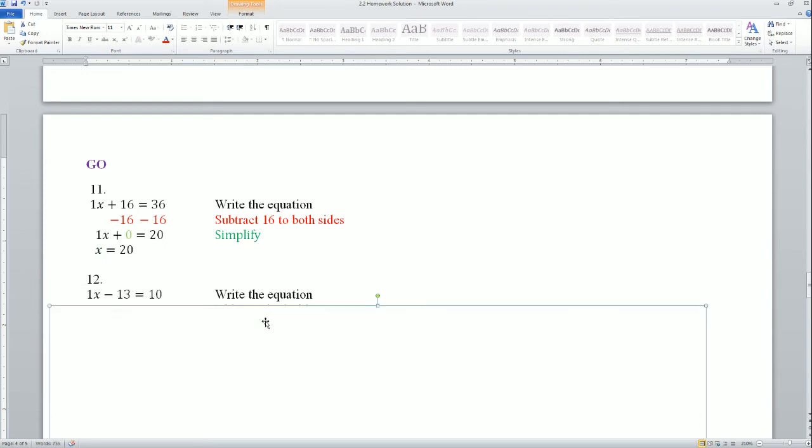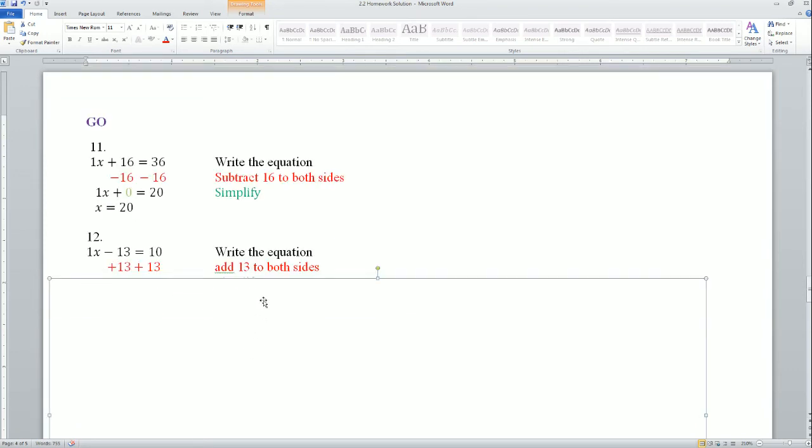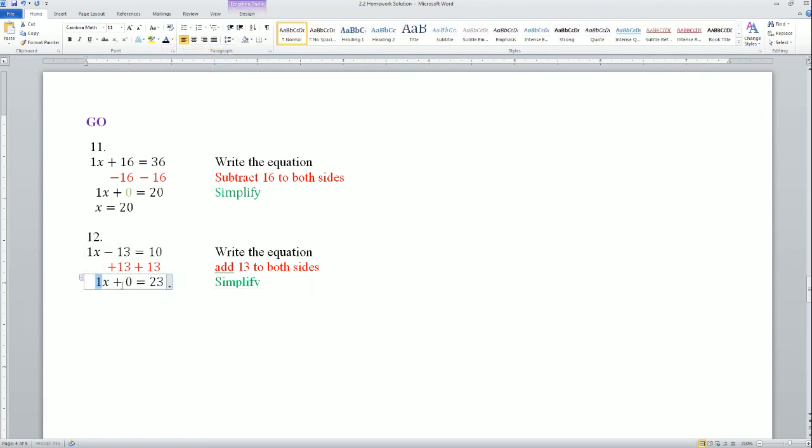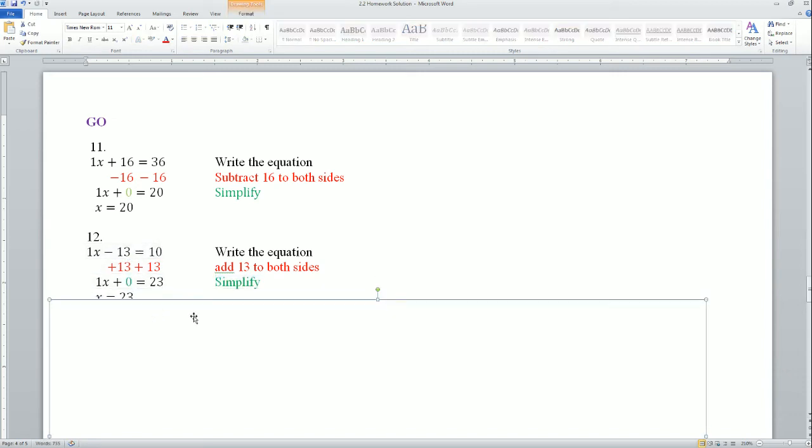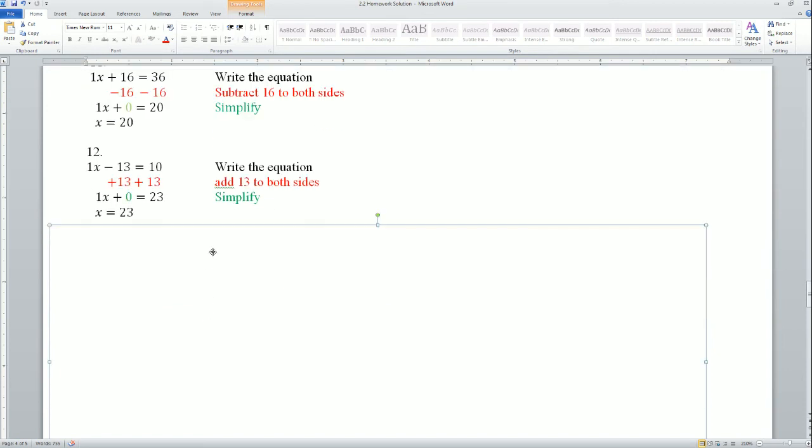Next one, 1x minus 13 equals 10. Add 13 to both sides. You get, again, that should be black. The green here indicates the 0 element, the identity element. Simplify. That becomes 0. 10 plus 13 is 23. The answer is x equals 23.